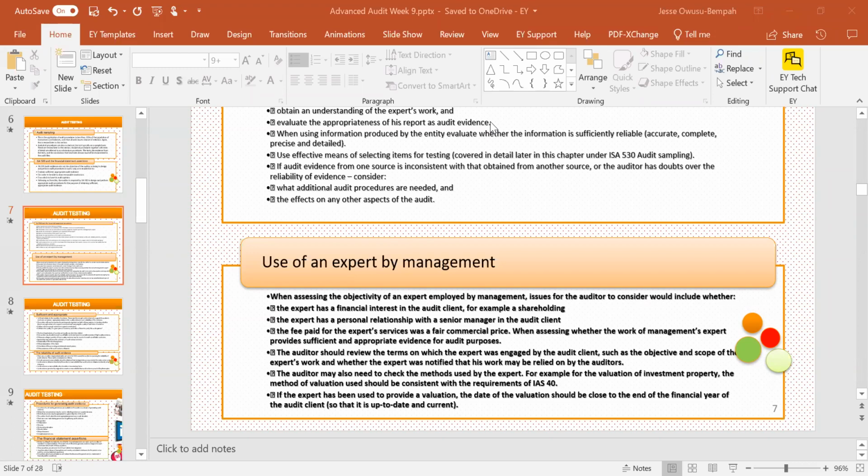So these are considerations that the auditor must look out for. Does the expert have a financial interest? Does the expert have a personal relationship? A personal relationship might lead to familiarity. The fee paid: is it a fair commercial price? The terms of engagement with the expert. All these things are things that the auditor must certainly consider.